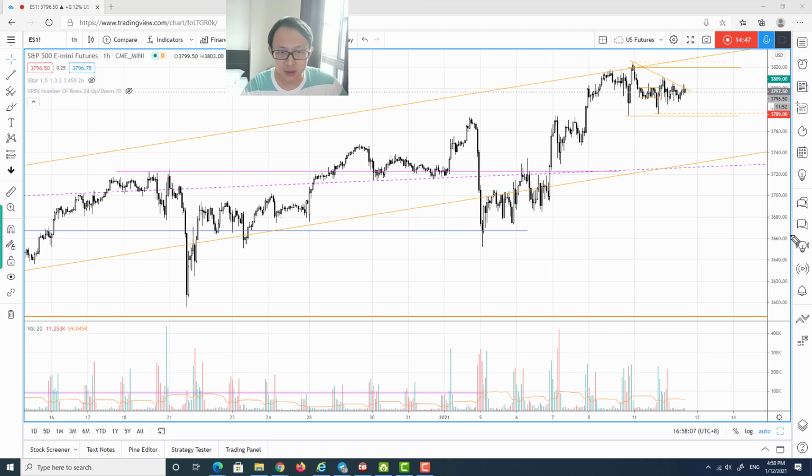And also notice that 37.20 is not only an axis line, but also coincides with this up channel. So that's the demand line right there. This is quite a defense line, so definitely watch out for some kind of bounce from there.